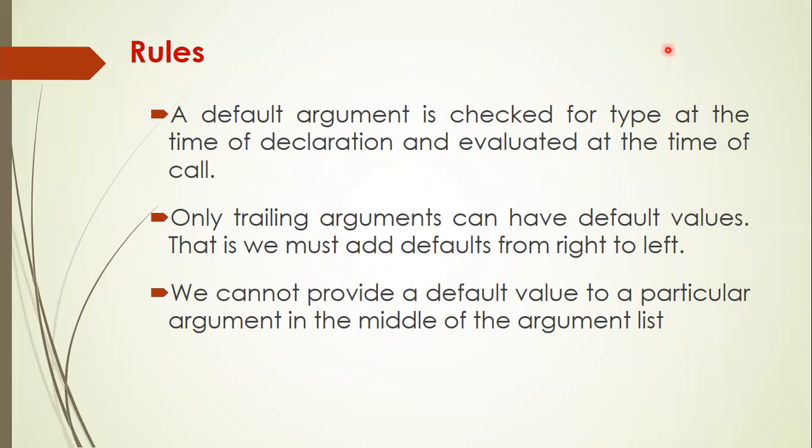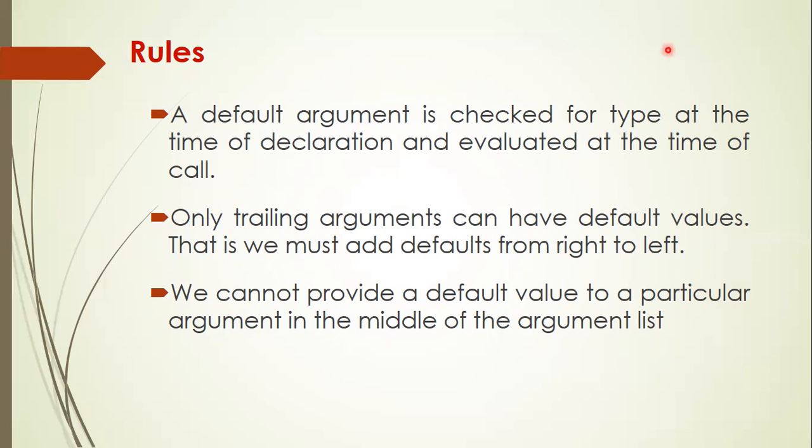The thing is, only trailing arguments can have the default value. What is the meaning of trailing argument? Suppose the prototype says float f(int, int). Here the prototype says that the function name is f. You have to give two arguments, both of them int, and the return type is float. So here, two arguments are there. If you want to specify the default value, there are rules. You can specify the default value from the right side to the left side. First, you have to specify the default value for the second argument.